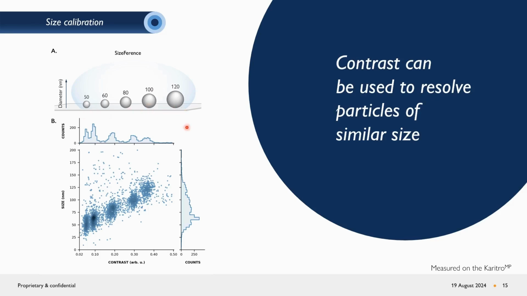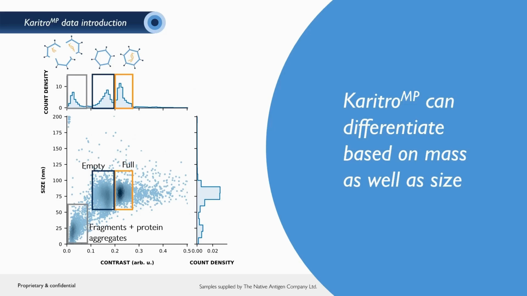When measured on the KaritroMP, what we can observe on the size axis is a broad histogram where the 5 populations cannot really be resolved from each other due to the fact that the size values are quite close, quite similar. However, if you look at the contrast axis, you can clearly see 5 peaks, and you are even able to resolve the 50 from the 60 nanometer bead populations. So in conclusion, the Karitro, thanks to the contrast axis, can resolve populations that have similar size, taking advantage of their mass differences.